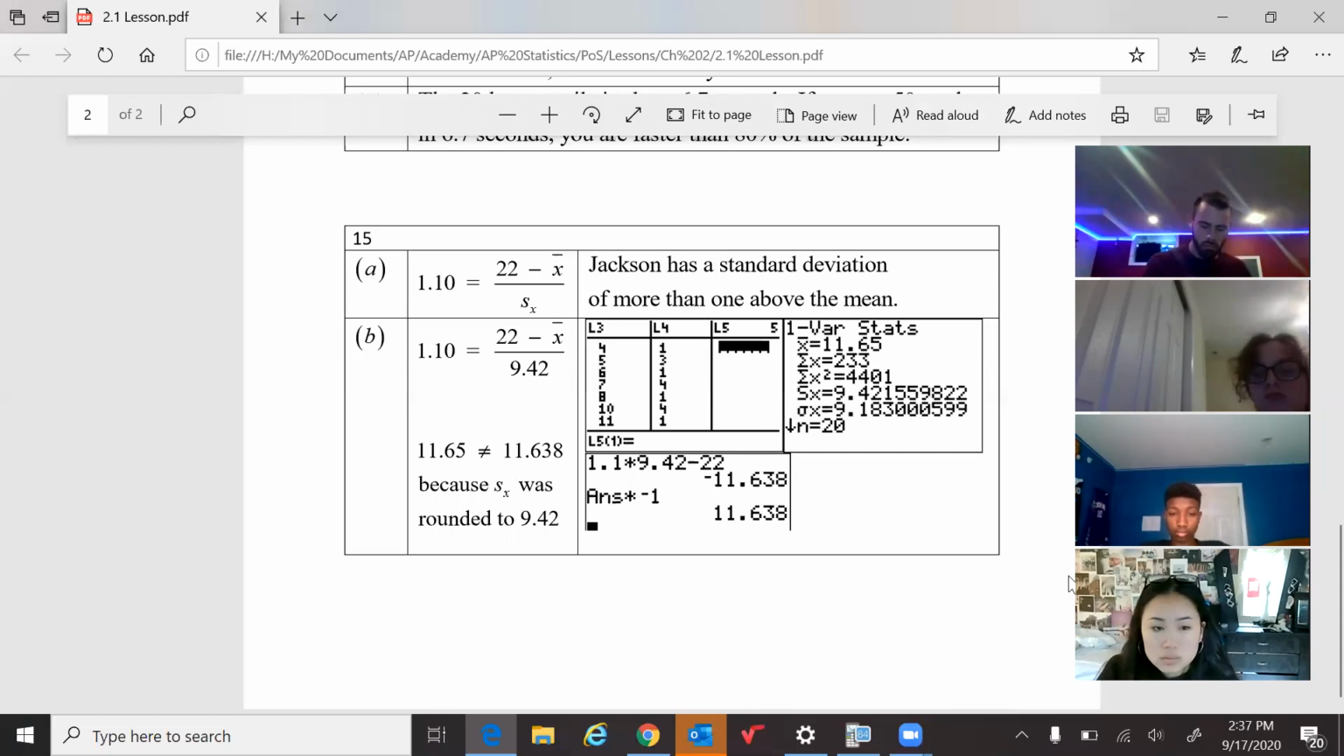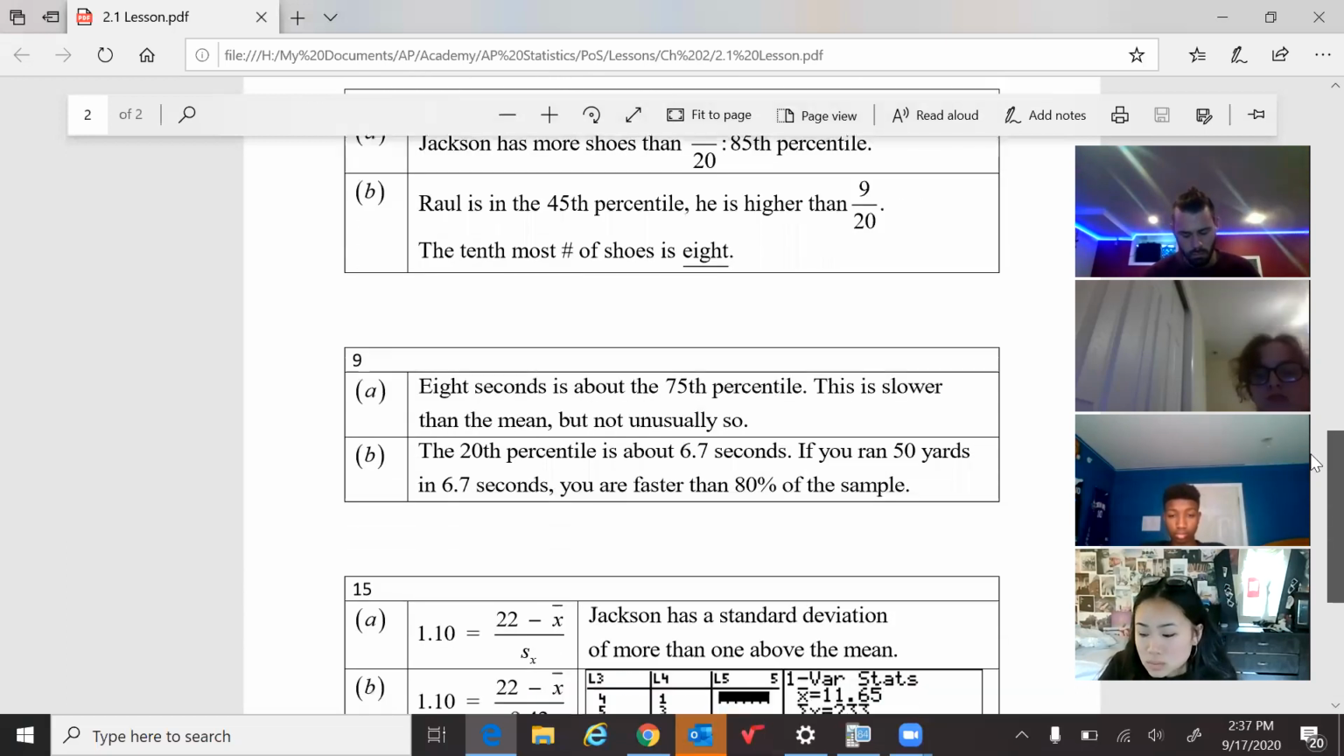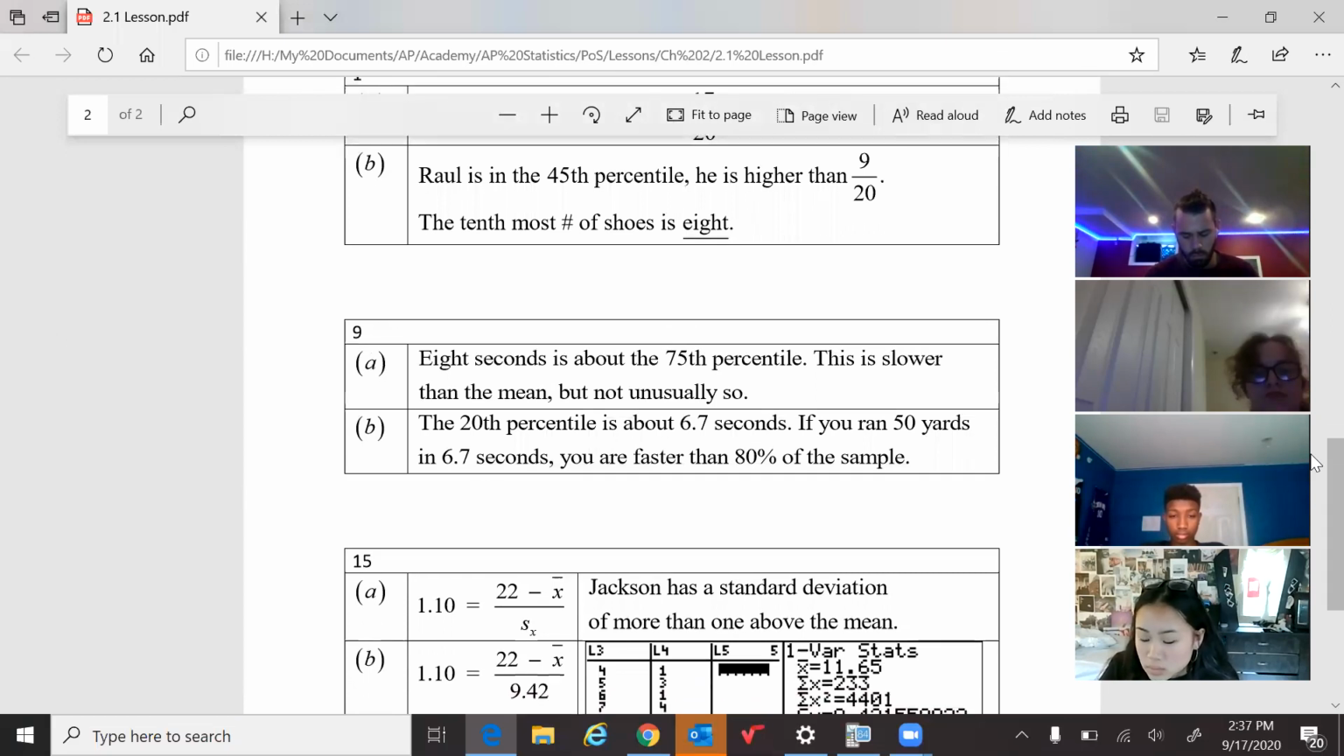So number 9, I didn't have you do, but we're going to go over that together. So for number 9, we're on page 105. There's a picture.